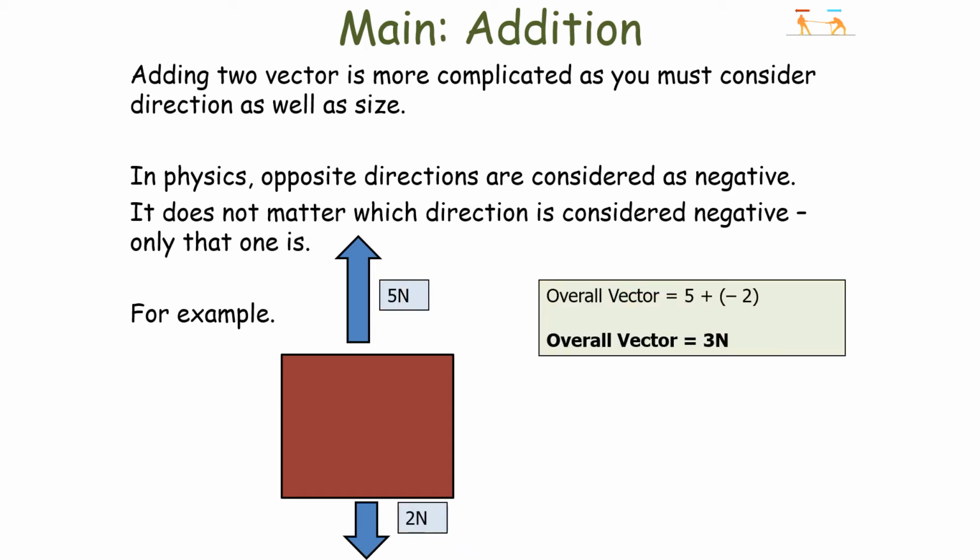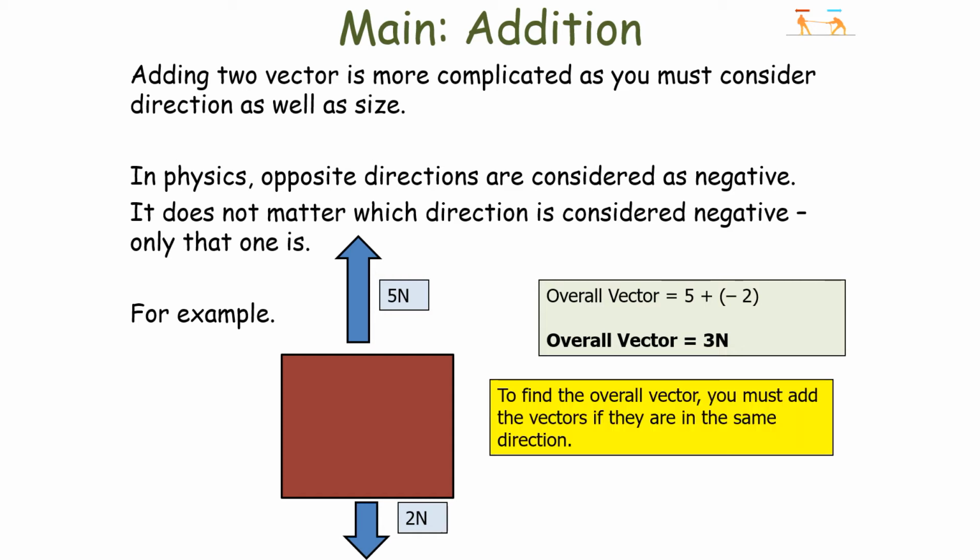So let's look at an example of adding two vectors. So in the following example on the screen, the overall vector is going to be 3 newtons, because we've got 5 in one direction and 2 in another direction, we'll decide to call the 2 the negative value. So 5 plus negative 2 equals 3. So to find the overall vector, you add the vectors if they're in the same direction, but you subtract the vectors if they're in opposite directions.